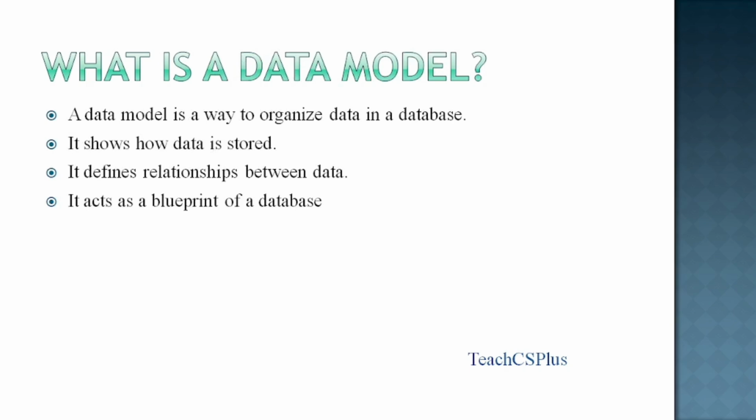What is a data model? Now see, a data model is a way to organize data in a database. A database is where we can store or manage our data, and data model is the way to organize data in our database. It shows how data is stored. Data will be stored in database. It defines relationships between data.